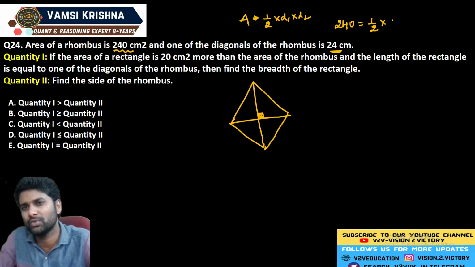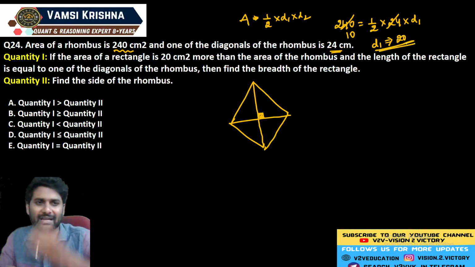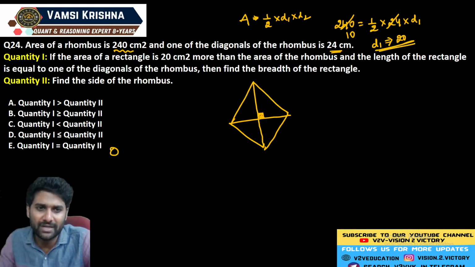So d1 is 24, and you should identify the other diagonal. It is exactly equal to 10 times, so you will get the other diagonal value exactly equal to 20. You will get one diagonal. Now just check which quantity is here.